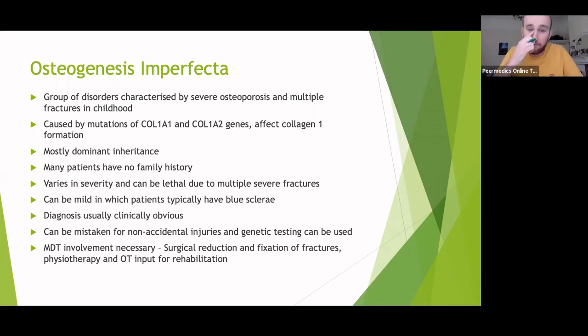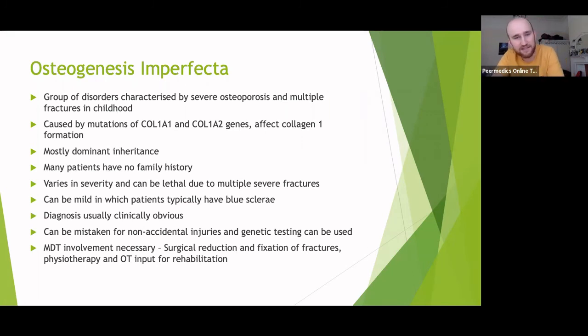Okay, so it's severe osteoporosis and multiple fractures in childhood. This is very rare, but you're going to see people recurrently coming into A&E. It's patients that may be confused with non-accidental injury. Obviously, if you're concerned about non-accidental injury, you need to investigate that. But you can also consider that this might be something like osteogenesis imperfecta.